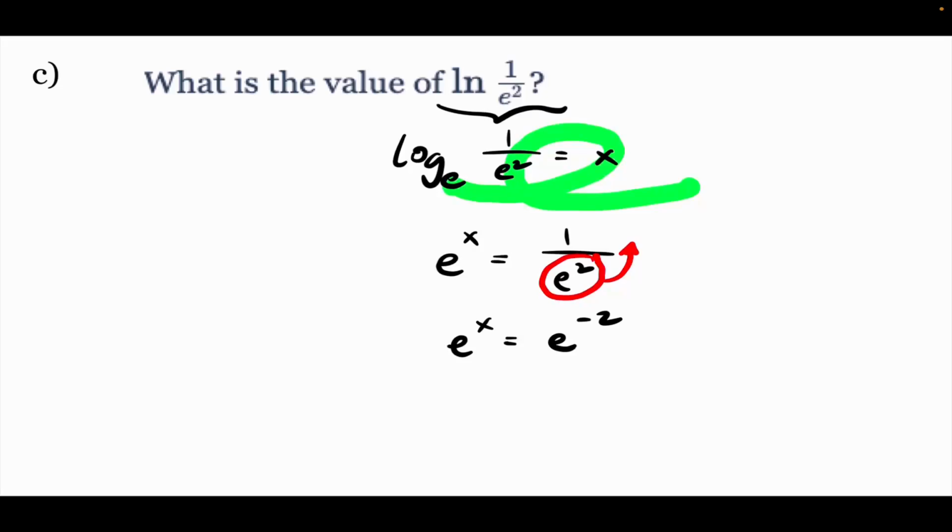What's the missing power? -2. Okay. Some of you can see it from here. Some of you can see it, oh, it's negative and it's squared. Go for it. That's fine. But I know sometimes it's hard to see, so I just take that extra step if you need to. Okay.